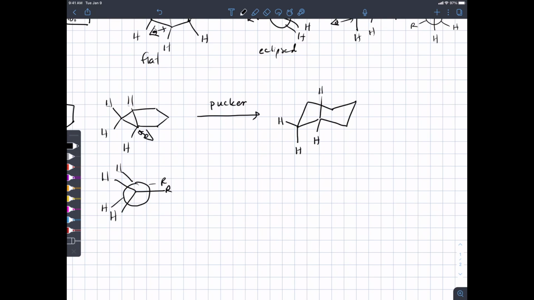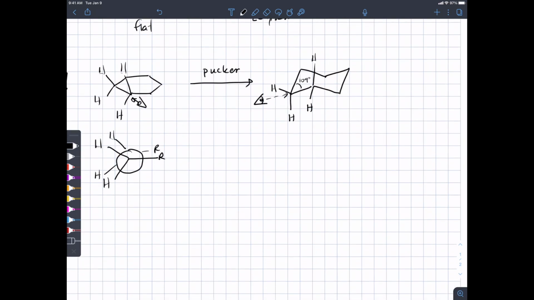In this puckered conformation, all of the bond angles are around 109 degrees. And then if we look down any of the carbon-carbon bonds, we will see a perfectly staggered situation.